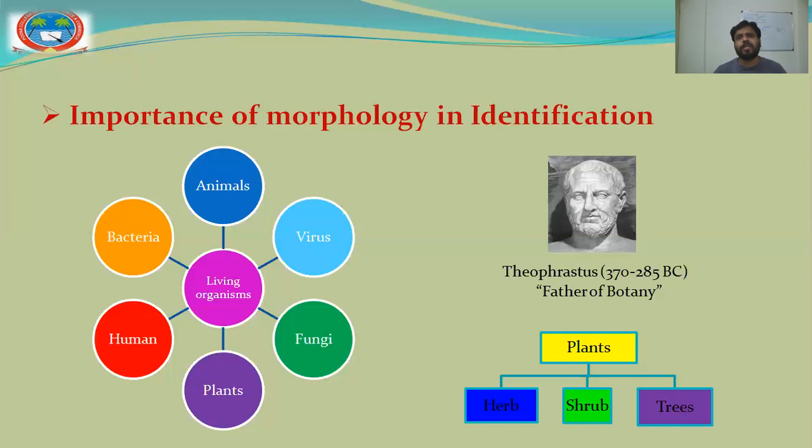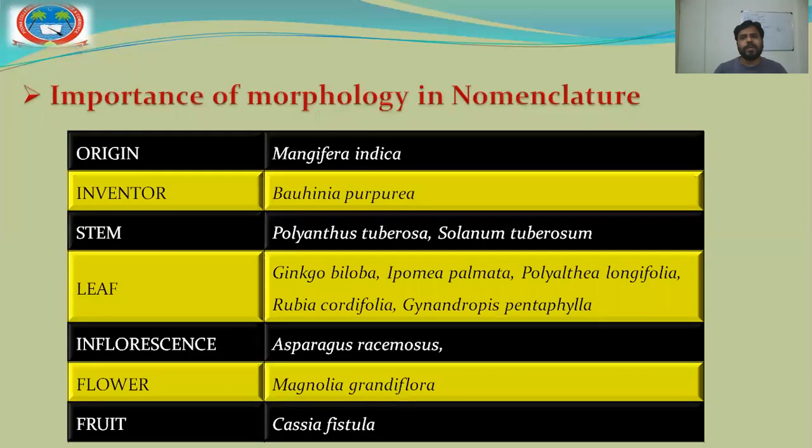Now these morphological characters give the identity to a particular group, whether it is herb, shrub, or tree. So in this way, the morphological characters are responsible for the process of identification. In the same way, morphology is also helpful in the process of nomenclature. Now, what is nomenclature? Nomenclature is nothing but giving names to a particular organism. That is called nomenclature.